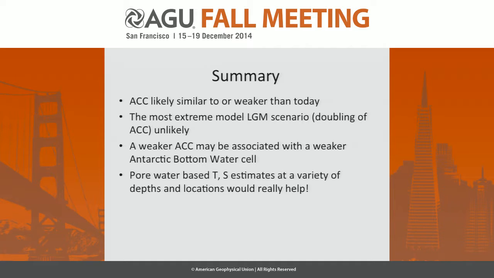So the question is, are there some mechanisms for why LGM ACC would be weaker? One mechanism that people talk a lot about are shifts in the westerly wind belt, so maybe northward shifts, which would decrease the wind energy over the ACC. Extending sea ice further to the north might do something.